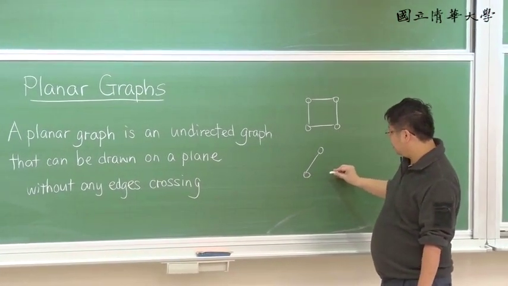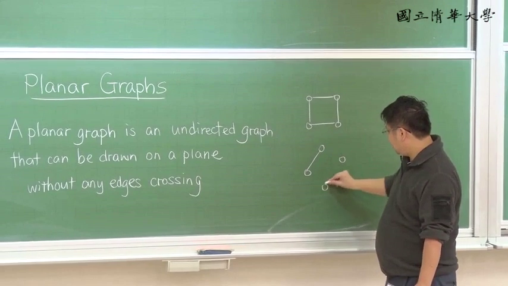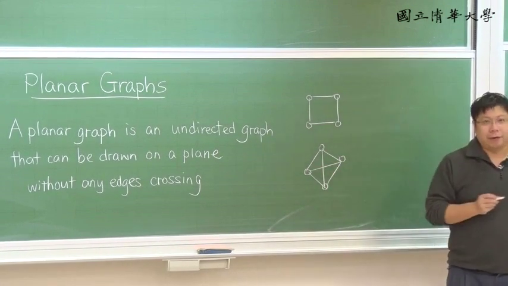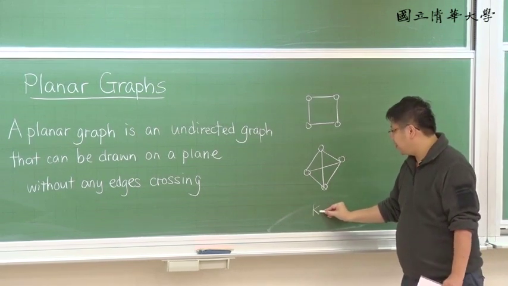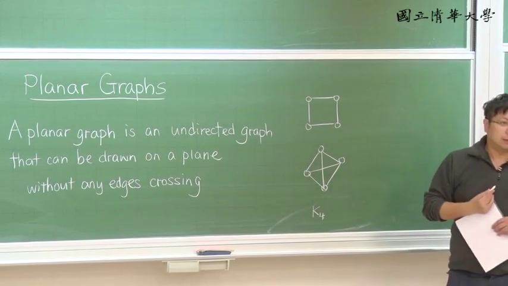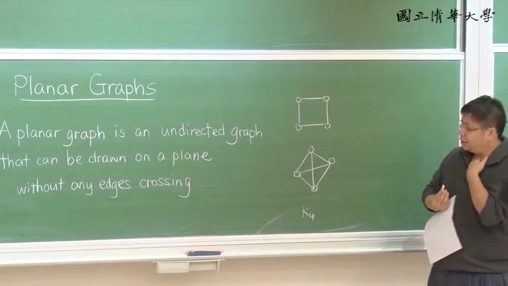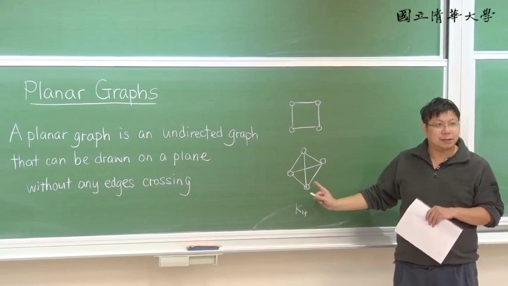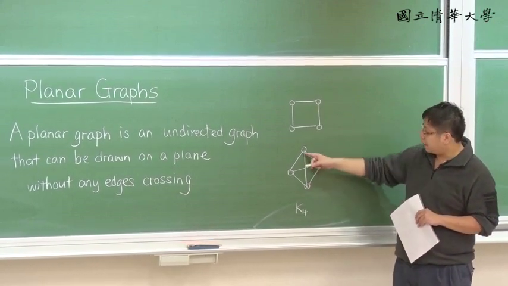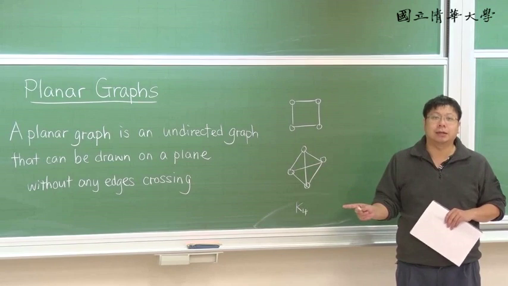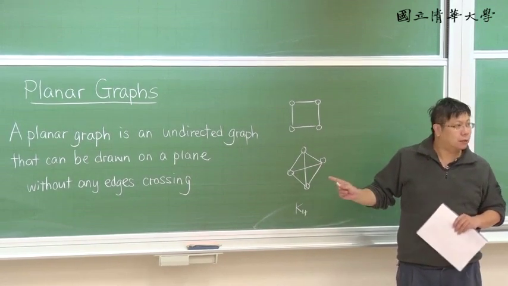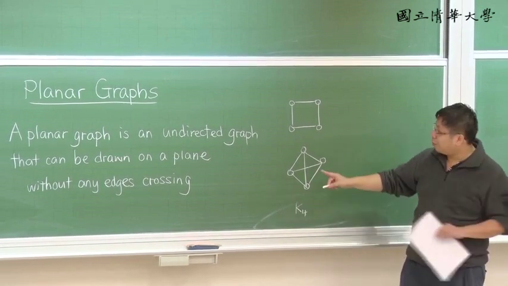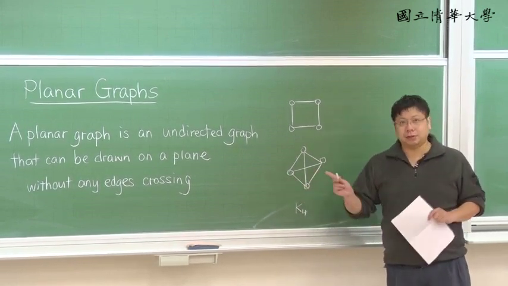Let's try this one. This is a K4, a complete graph with 4 vertices. Is it planar? In this drawing, we do not see that it is planar directly because 2 edges are crossing each other. But it doesn't mean that it is not planar. A graph is planar if there is a way to draw the graph without any edge crossing.